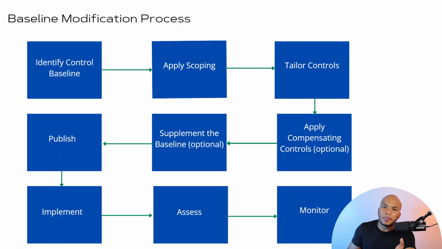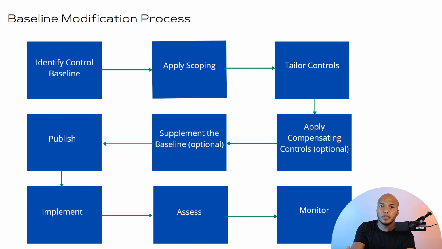So this is basically the baseline modification process, okay? The first step is you identify the control baseline you're going with, and then you're going to apply scoping. You remove whatever isn't needed, and then you're going to modify whatever controls are left. And then if needed, you might apply compensating controls. And then if needed, you might also supplement the baseline. Once that's out of the way, you can then publish.